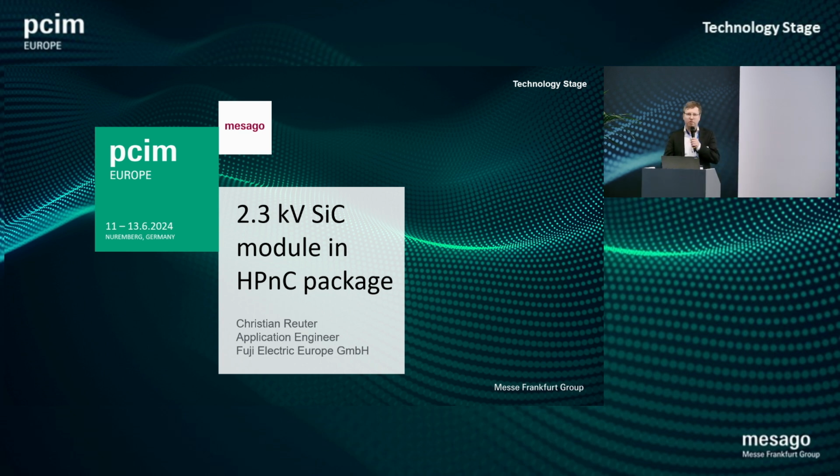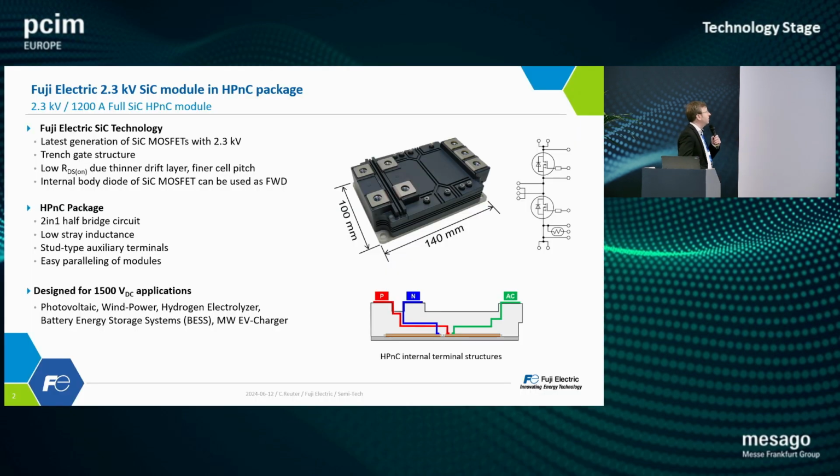We have a module now with 2.3 kV, and it's a 1,200 amp module. I will show you a little bit how to use it. It's an HPNC package developed from Fuji Electric. So here you can see the module. I guess it's familiar. It's a half bridge. It's all chip and module. It's all from Fuji Electric.